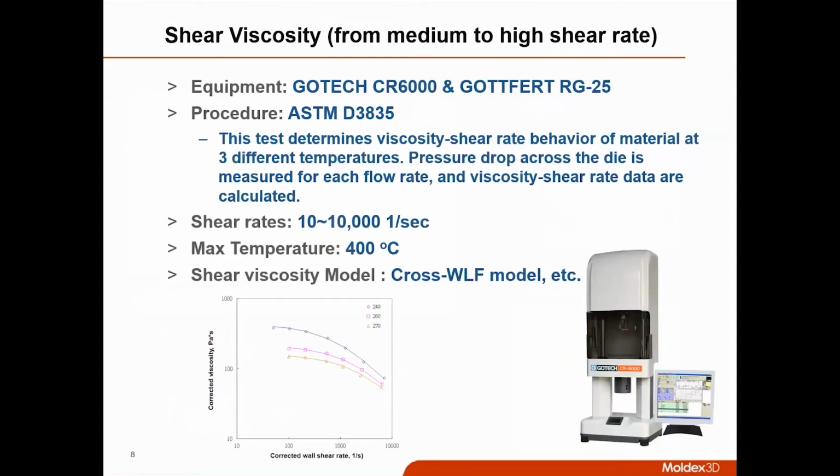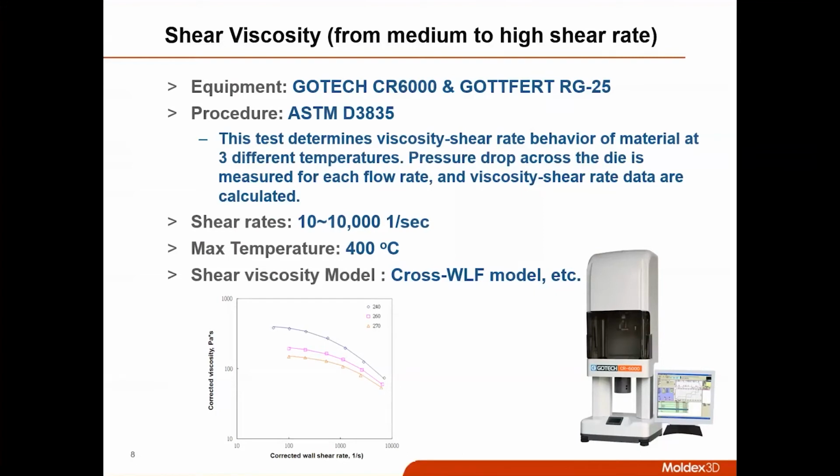So we have RG25 and also another instrument, Scotec, manufactured here in Taiwan. So these two instruments will allow us to measure shear rate range from a mid to high range. So we can cover basically from 100 reciprocal seconds all the way to 10,000 reciprocal seconds. And the maximum temperature range is about 400 degrees Celsius. So it's sufficient for most of the engineering plastics, and it's even sufficient for some of the tough engineering plastics such as PEEK, and also some nylons. So this temperature range is sufficient.